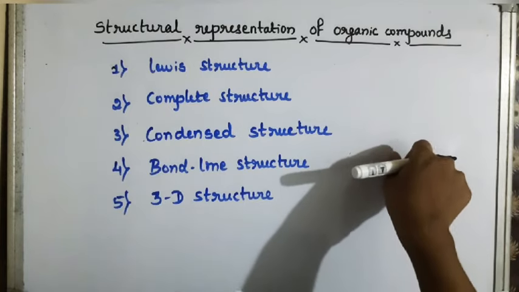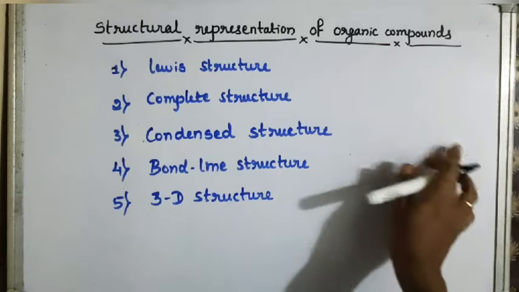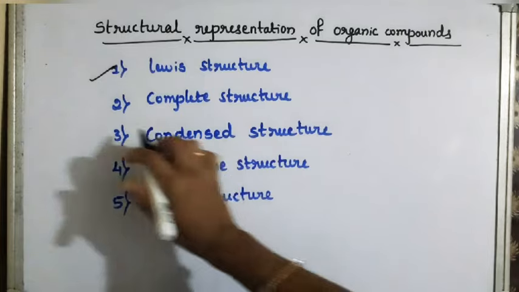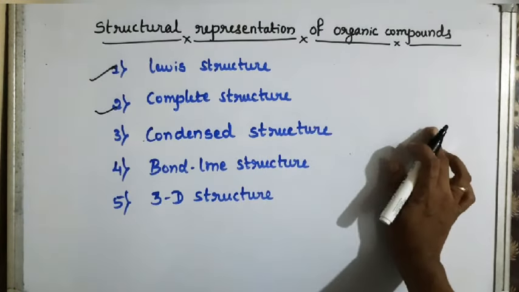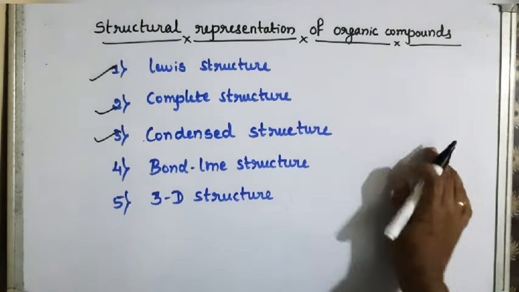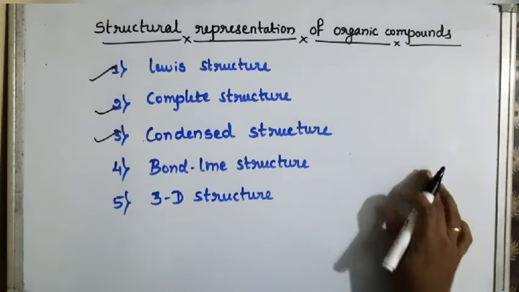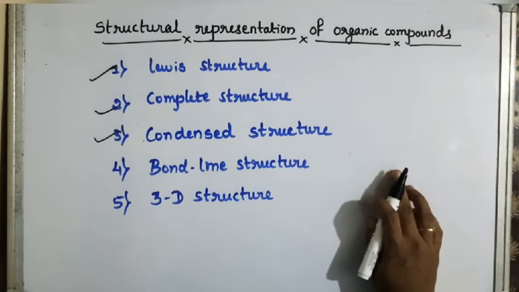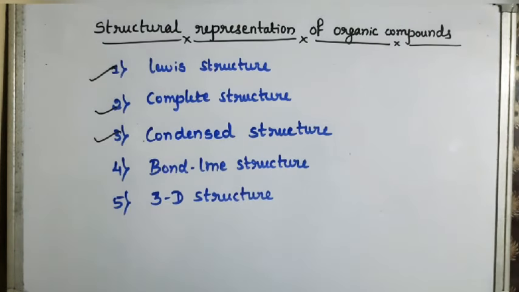So in the last video lecture, we were discussing the structural representation of organic compounds. So far we have discussed the Lewis structure, which is also called the dot structure. The second one is the complete structure, which is also called the dash structure or structural formula. And the third one was the condensed structure. These three structures we have seen, and how to convert from one form to the other, that also we have discussed. So in today's class we'll deal with the bond line structure and three-dimensional representation of organic compounds.